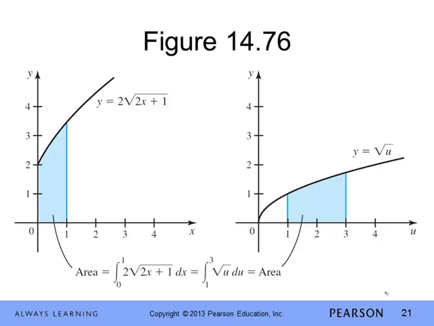Now, suppose that we were to integrate this function. Now, we know to integrate the square root of 2x plus 1, we have to do a little substitution. Let u equal 2x plus 1. And so u now becomes our new variable.